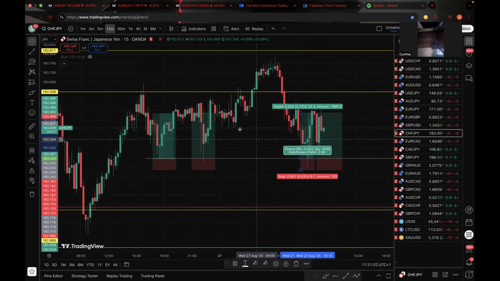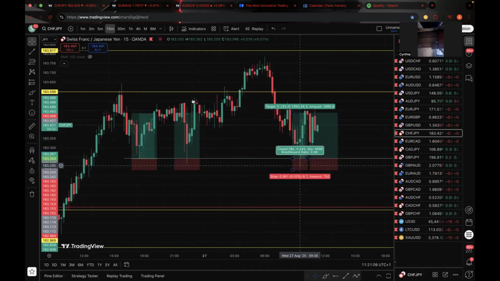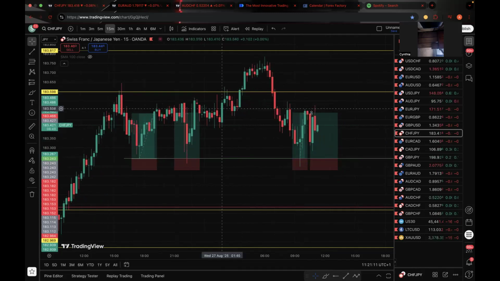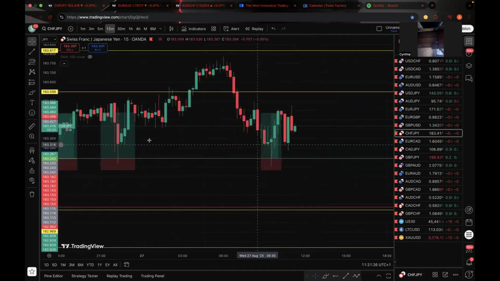Okay, so for my CHF trade, I'm going to be using a 6 pips TP, and a 6 pips SL rather. But let me see if I can adjust this SL. Then this 28. 6 pips TP and a 4 pips SL.